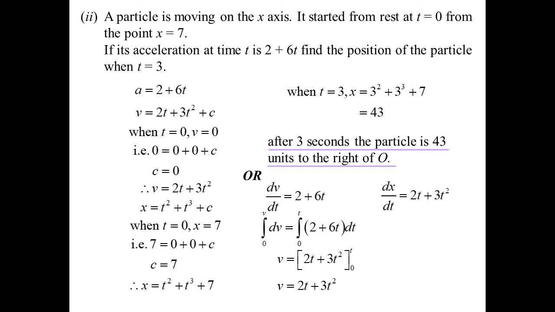Okay, that's velocity, which is, of course, dx by dt. Again, let's separate. Now, we were told t equals 0, x equals 7. We want to know what is x when t equals 3.